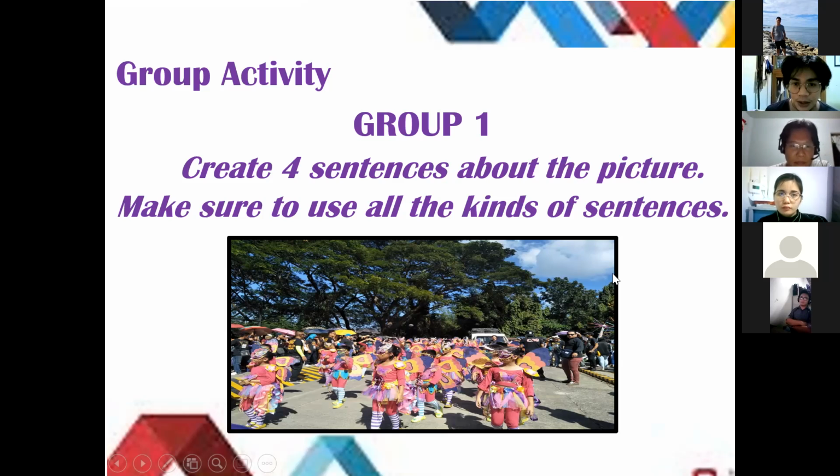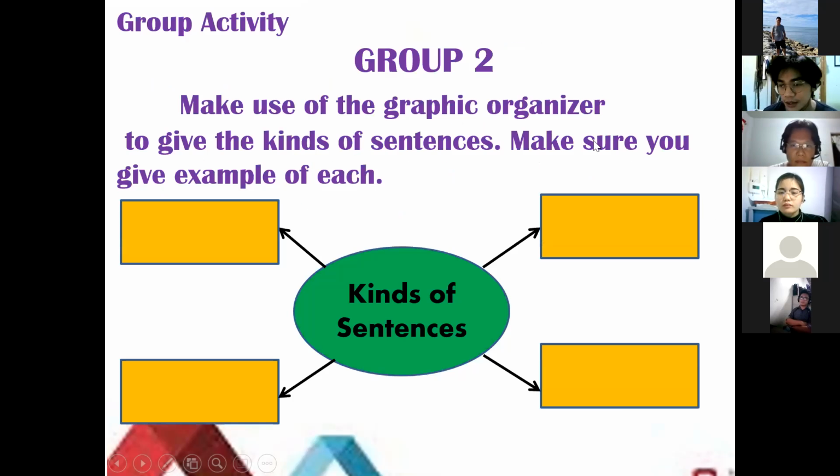For group number two, I want you guys to make use of this graphic organizer right here on the screen and give kinds of sentences. I just want you to give one for each, like for exclamatory, for imperative, and a request. I want you to give different kinds of sentences that you use in your household daily. For example, go fetch the dog, something like that.